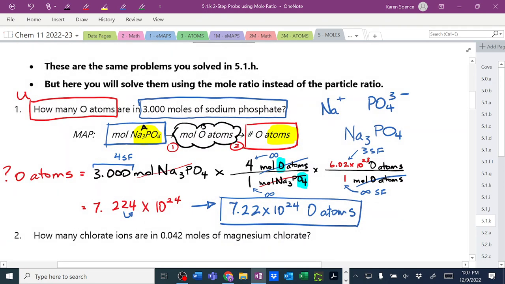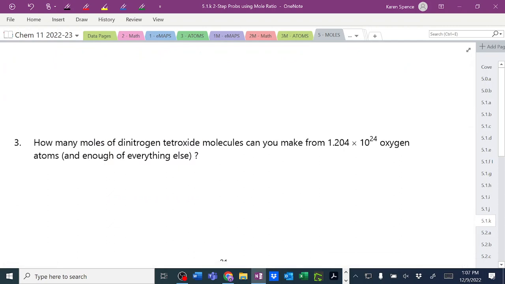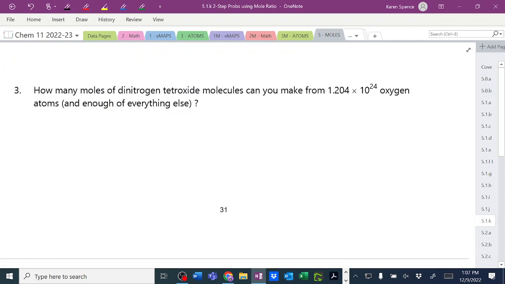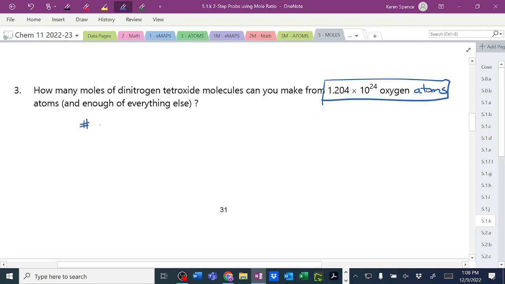We are now going to try number 3, which is going the other way. My initial quantity is oxygen atoms. So I have the number of oxygen atoms. That's my initial quantity. How many moles of dinitrogen tetroxide? That's my unknown quantity.